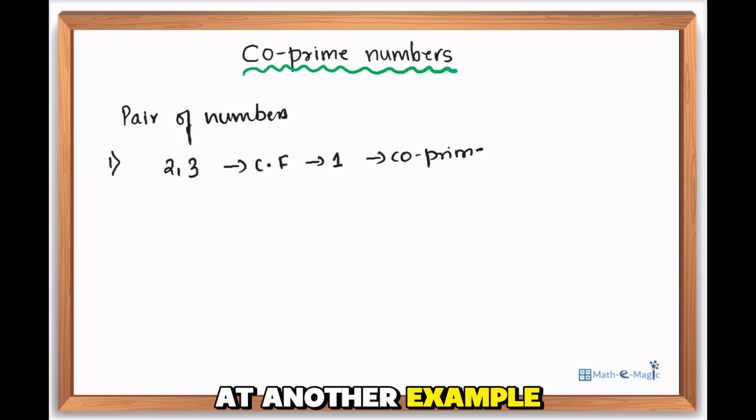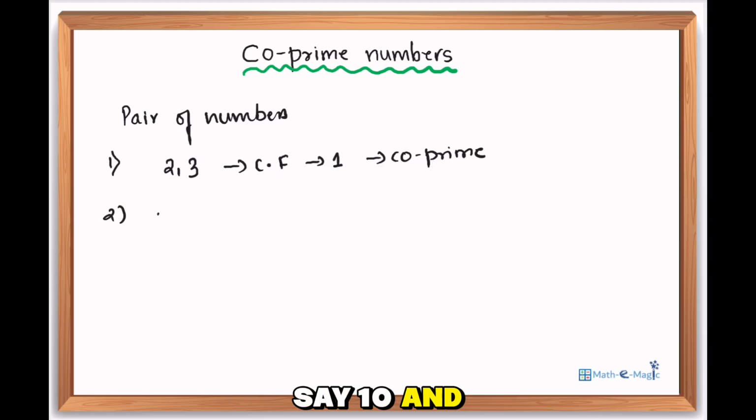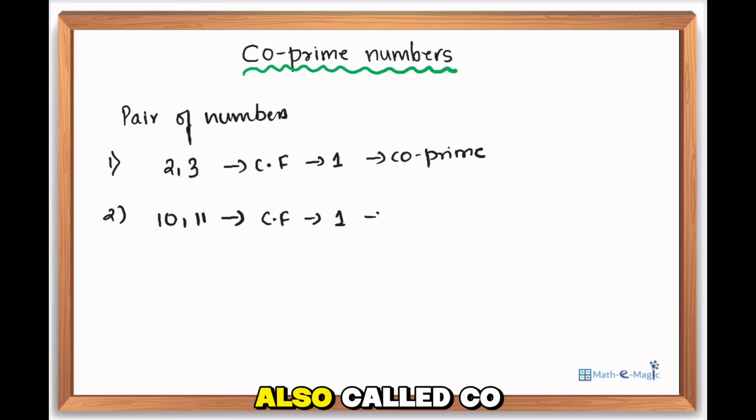Let us look at another example, say 10 and 11. Now in this pair, 11 is a prime number, but 10 is not. But even then, the only common factor between 10 and 11 is 1. Hence, they are also called co-prime numbers.